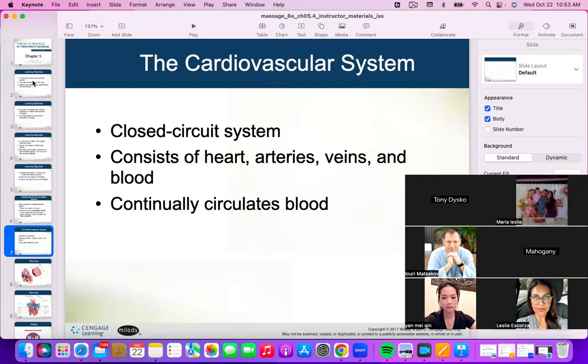So the cardiovascular system is considered a closed circuit system. That means the blood flows through the same circuit. It does not leave the body and enter back into the body. It stays within the body in a circular motion. It consists again of the heart, arteries, veins, and blood. And it continuously circulates, so it's nonstop. The heart and the brain are the two organs in the body that technically work nonstop, especially the heart. Because if the heart stops pumping, then we don't have the exchange of oxygen in our body, and the nutrients will not reach the organs.